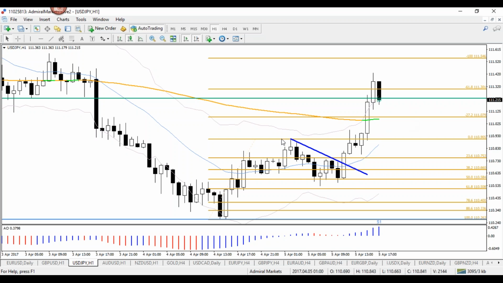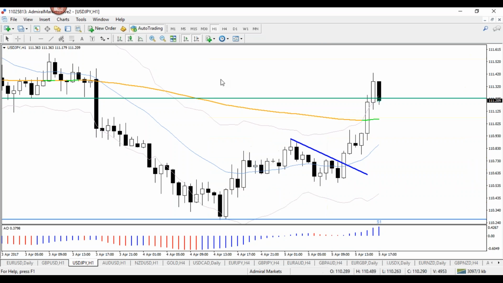Let's see. What else? From a time factor rule, this would have been the entry candle. 1, 2, 3, 4, 5, 6. This would have been the entry candle. Other ways could have been, let me think for a second, fibs.